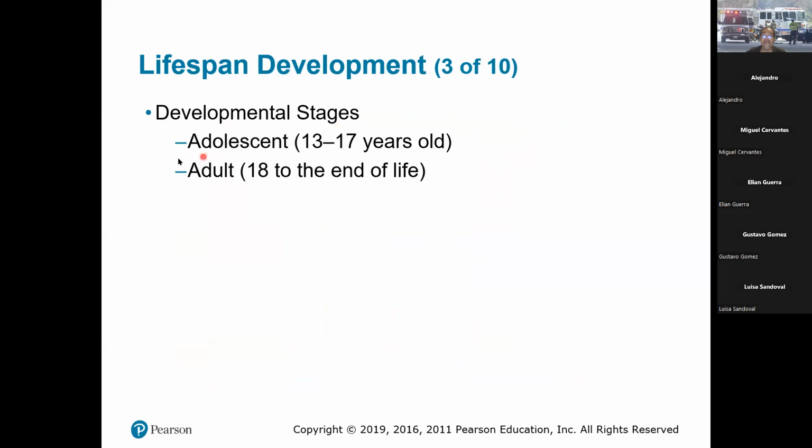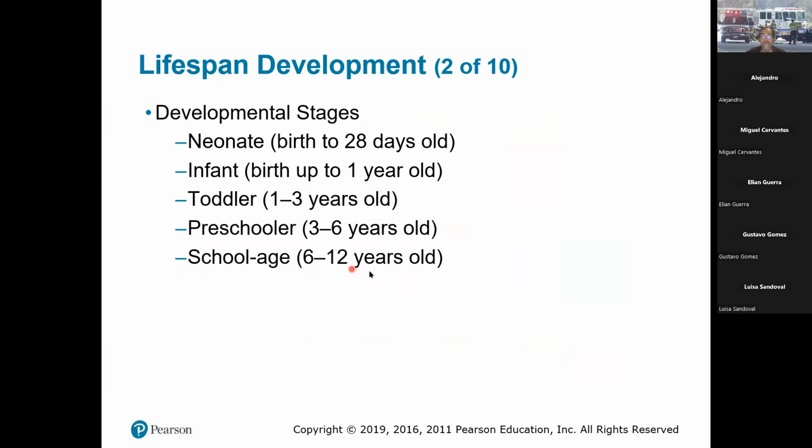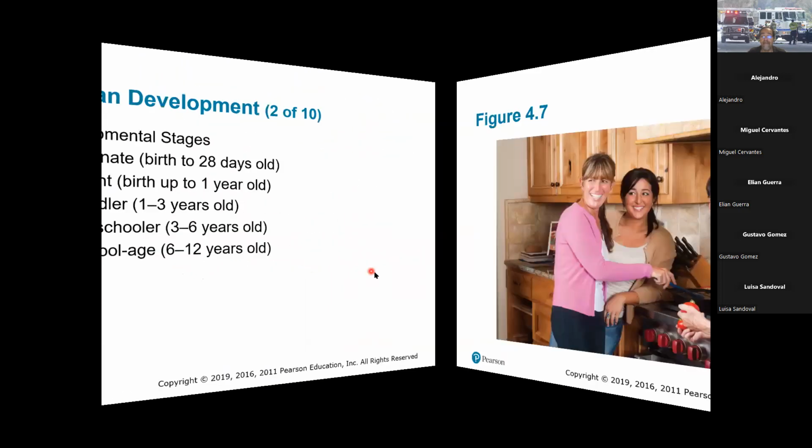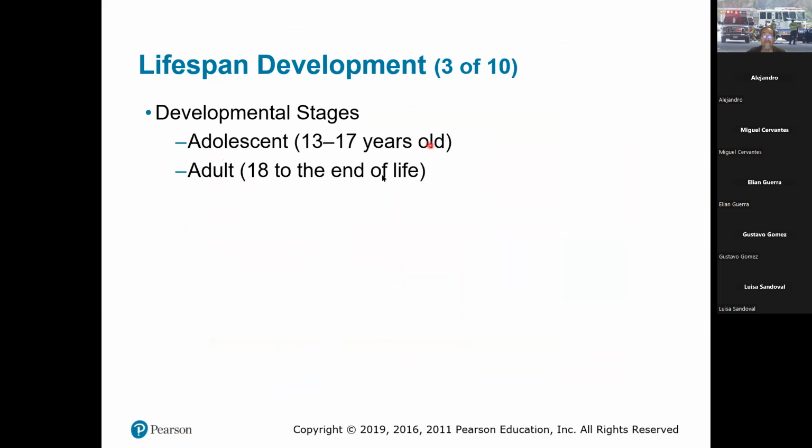Developmental stages. Adolescent. Now, this is past the school age, which is 6 to 12 years of age. Adolescents are 13 to 17 years old, and adults is 18 to the end of life. Now, of course, you have your primary adulthood, which is geriatrics, and that usually is like from 50 or 60 years old and above.